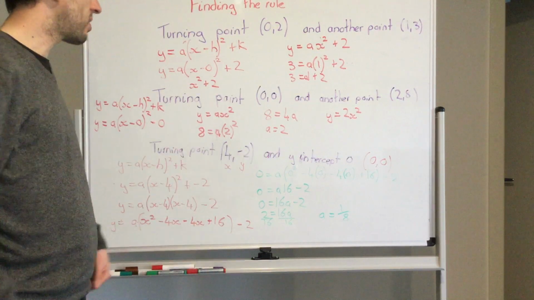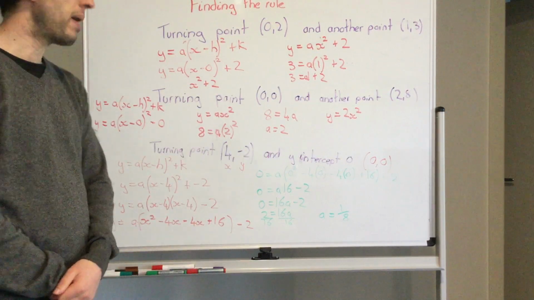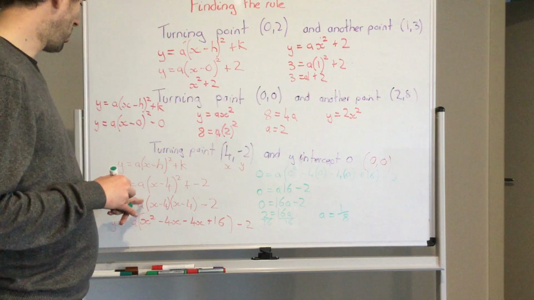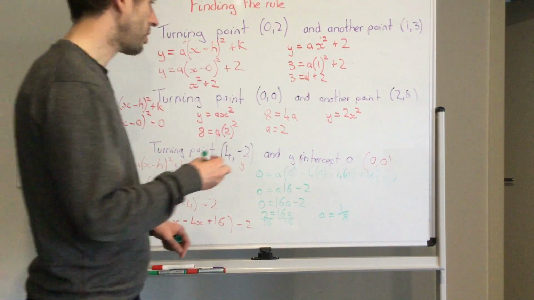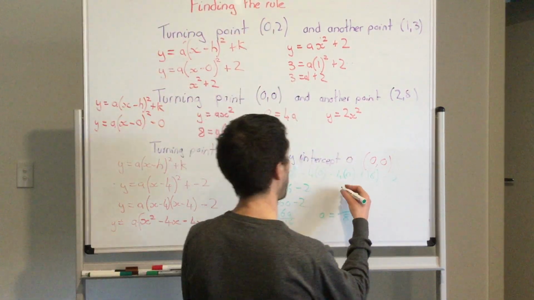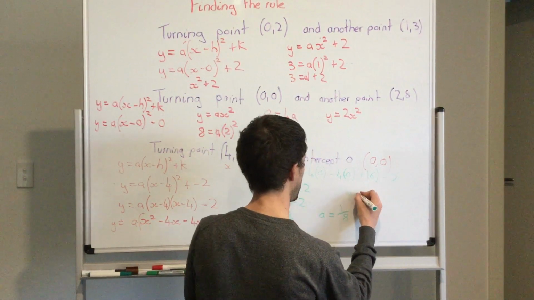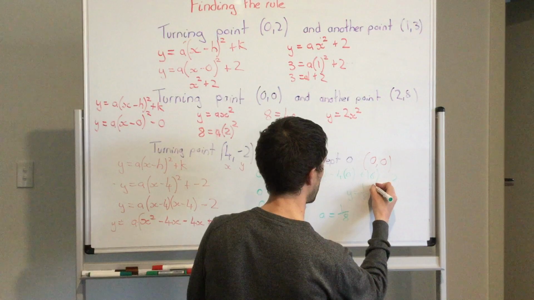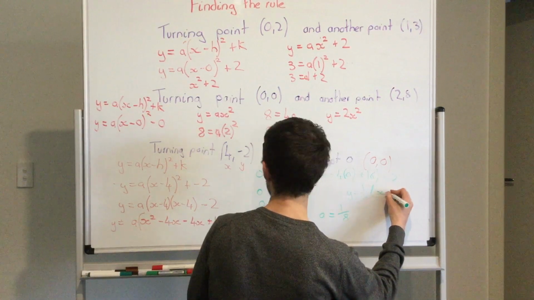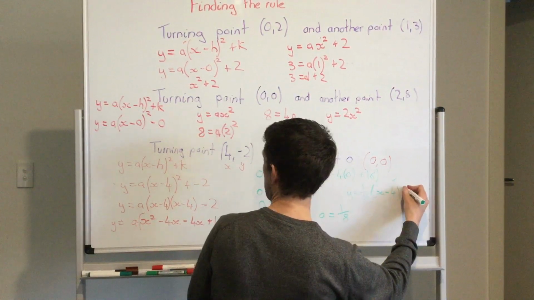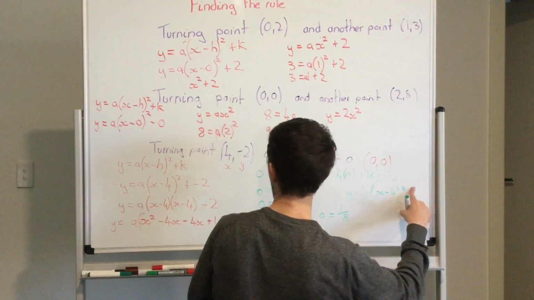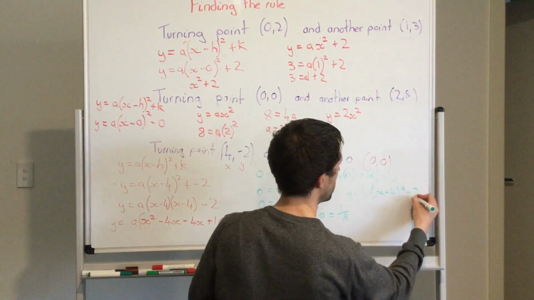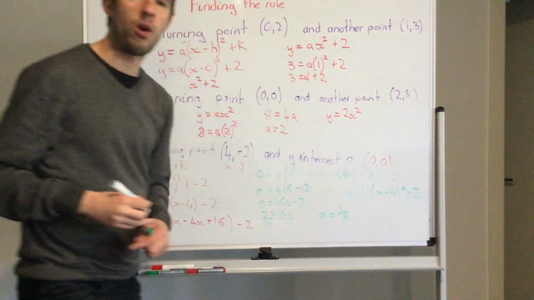So if a is 1 over 8, I can then go back to where I was, which is here, and write it as y equals 1 over 8 times (x take 4) squared minus 2. And there we have it.